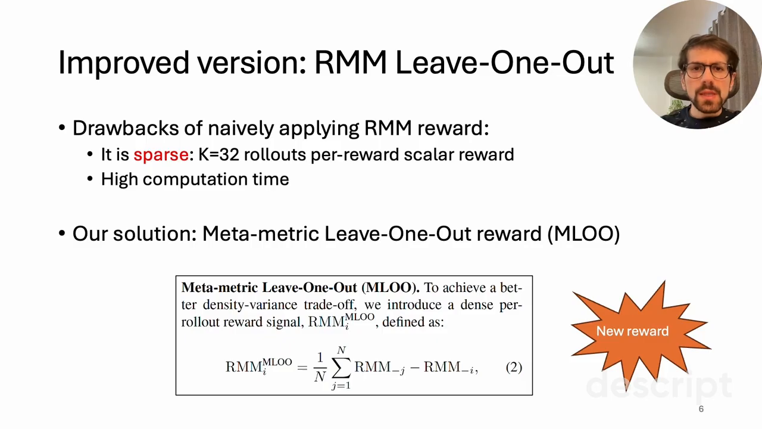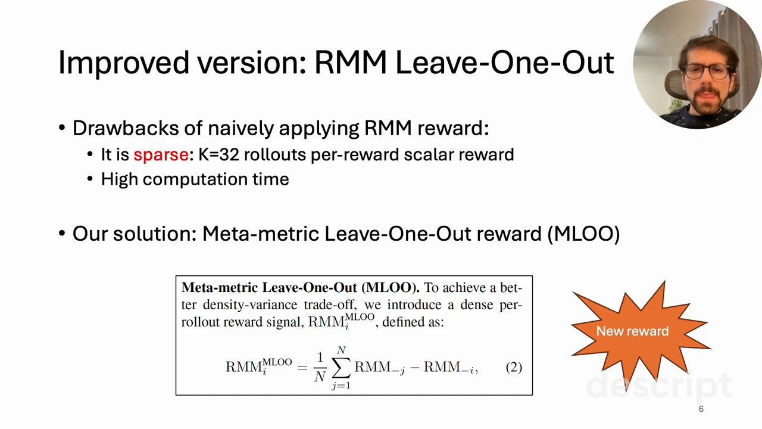We should note that there is a problem with using RMM directly as a reward function. RMM is a set-based metric. It takes k equal to 32 rollouts and returns a scalar value. That makes it sparse and sample inefficient. Our solution to this problem is the meta-metric leave-one-out, or MLOO, reward formulation.